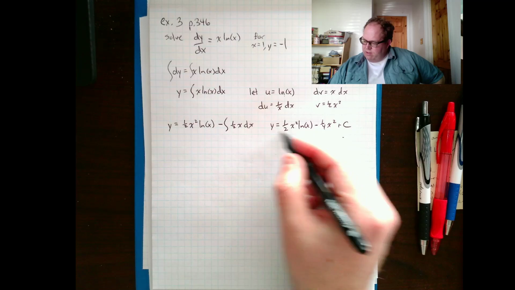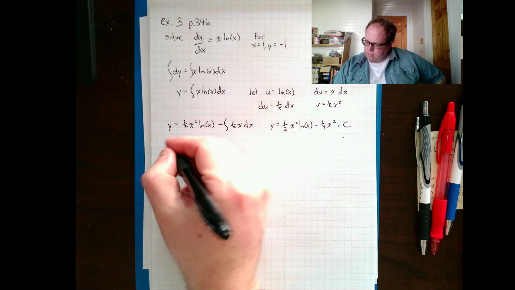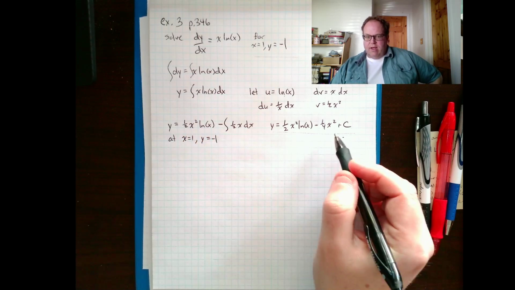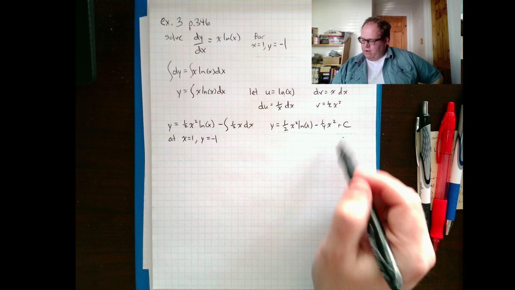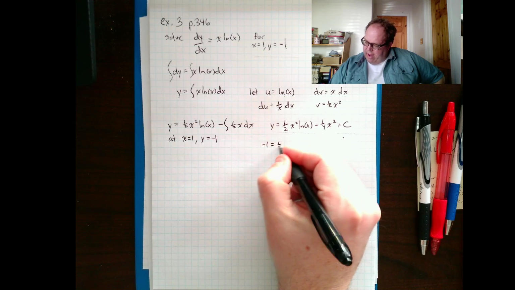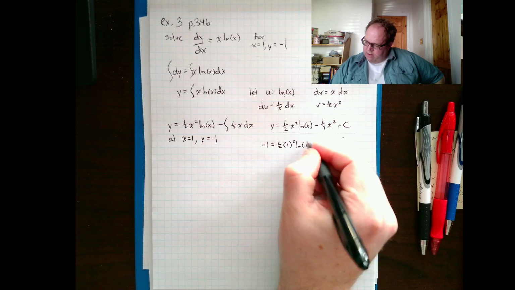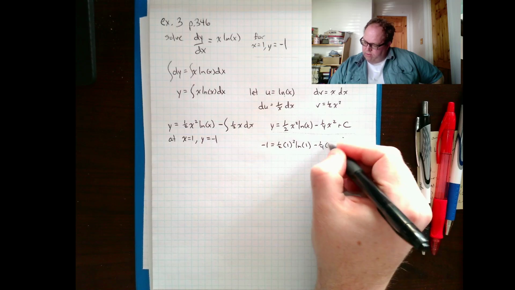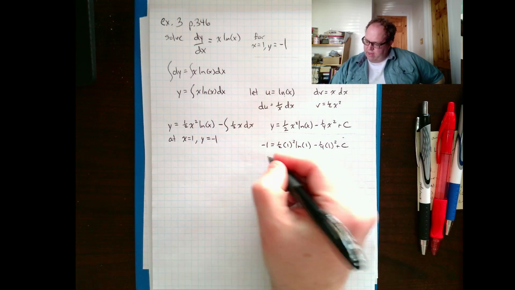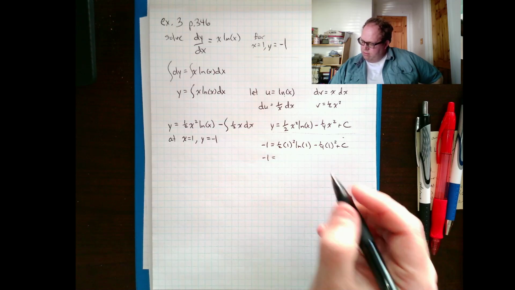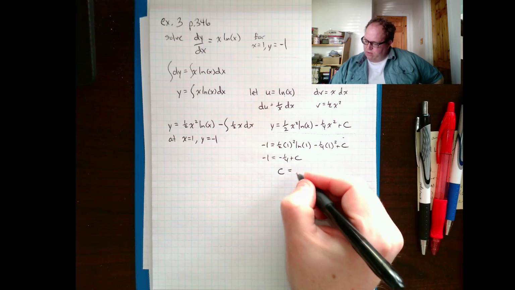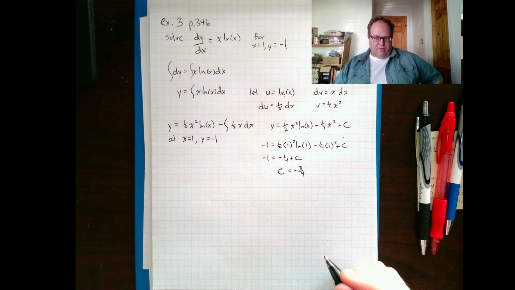Now, I still have the initial condition to solve. At x equals 1, y equals -1, and that will let me figure out what this integration constant at the end should be. So -1 equals 1/2 of 1 squared ln 1 minus 1/4 of 1 squared plus a constant. You might recall ln of 1 is 0, so I end up with -1 equals -1/4 plus a constant, or my constant works out to be -3/4.